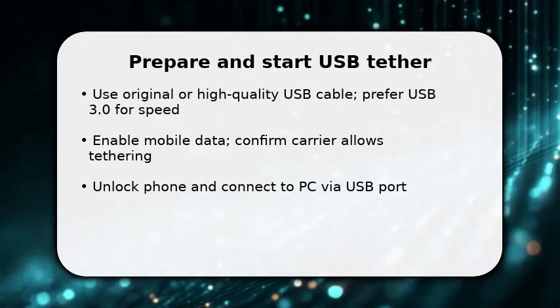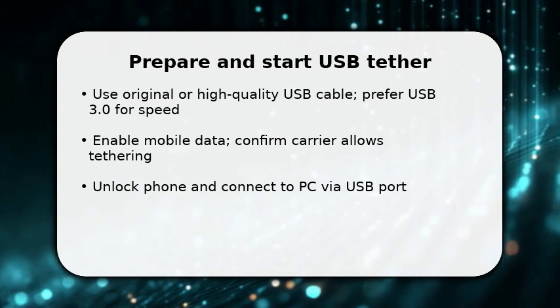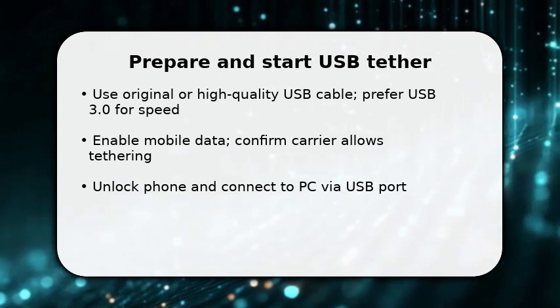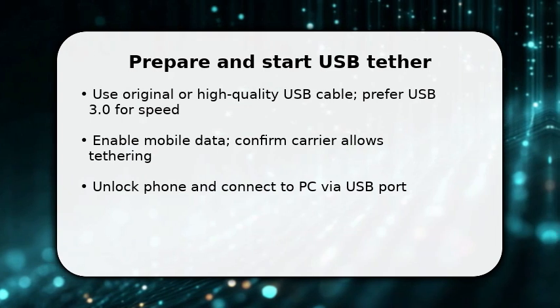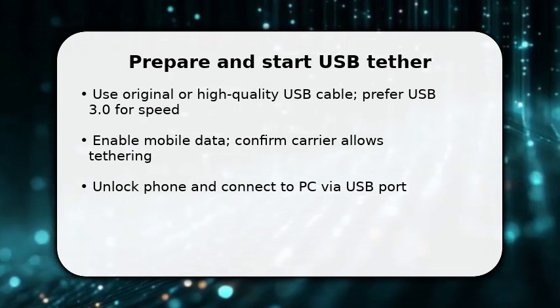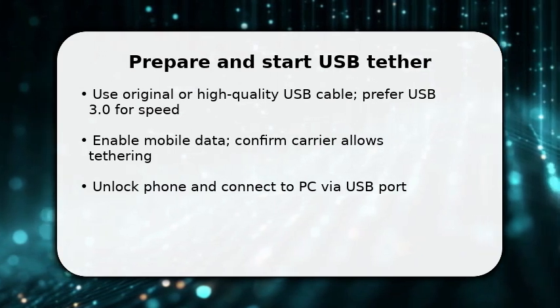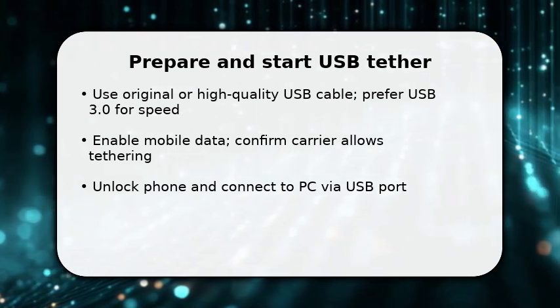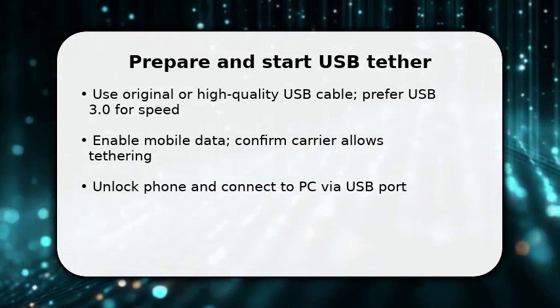You'll begin by connecting the phone to the PC with a reliable USB cable. Once connected, unlock the phone so the system can access tethering options. This prevents permission prompts from blocking setup. Make sure mobile data is active and the carrier permits tethering, otherwise you'll only see a local connection.